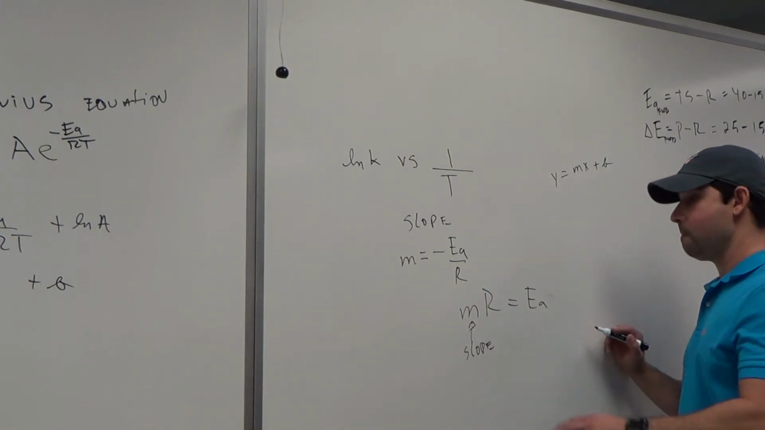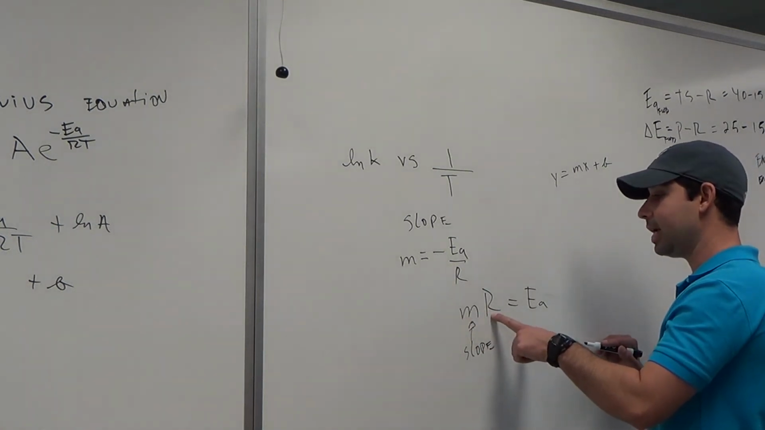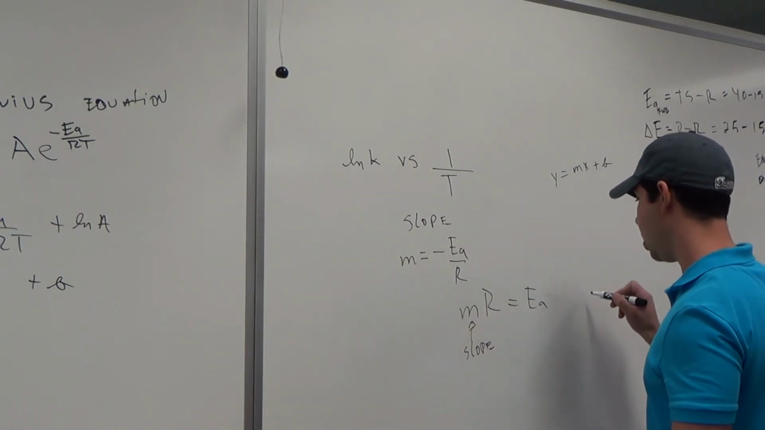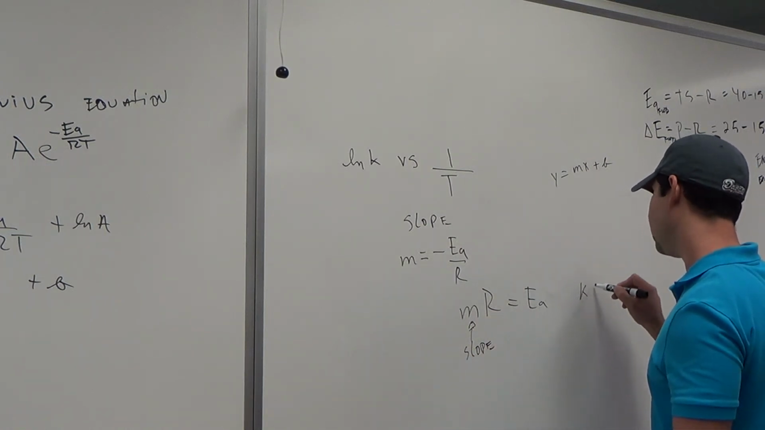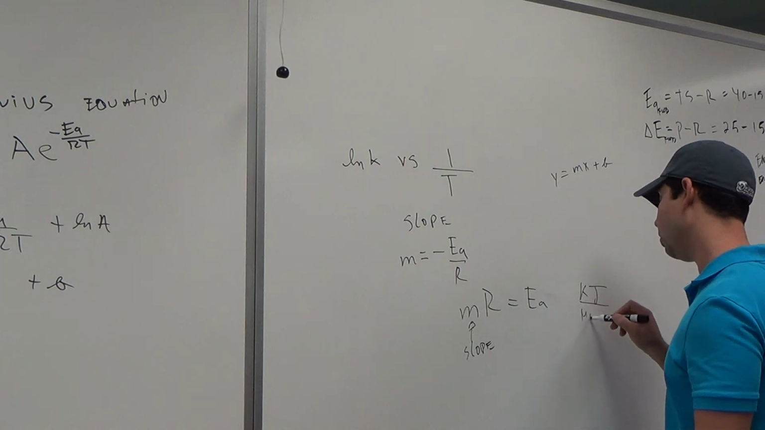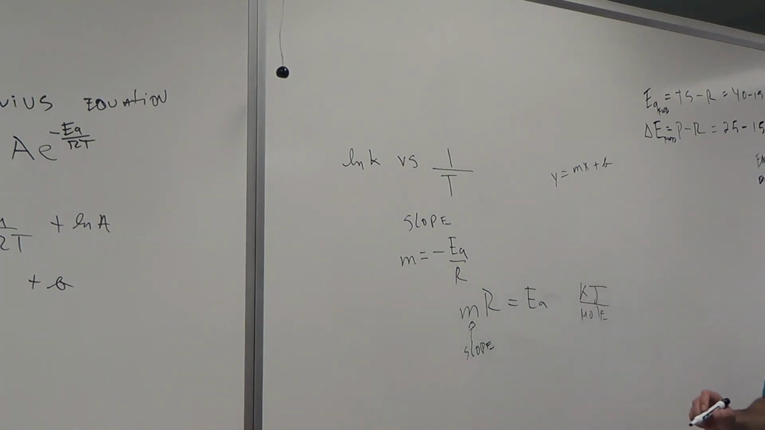So, this gas constant, the units on energy of activation are in kilojoules per mole. What gas constant am I going to use? The one that has joules in it. Yes, which is? Which gas constant has joules in it?